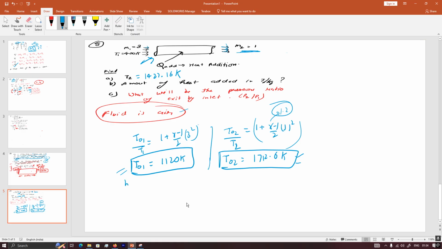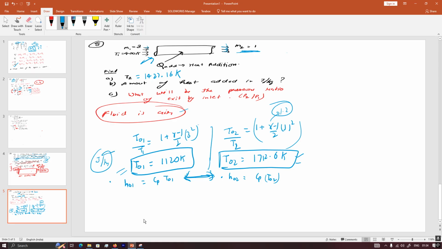Now let's calculate your h naught 1. So h naught 1 will be equal to Cp T naught 1, and h naught 2 will be equal to Cp T naught 2. Okay, so these are your values for h naught 1 and h naught 2. Now there will be some difference. Using that difference we can know how much heat is being added, how much heat the flow got. And since these are small h, it will be joule per kg, specific.